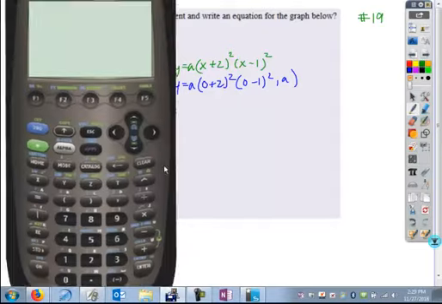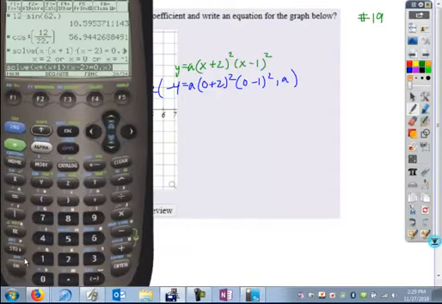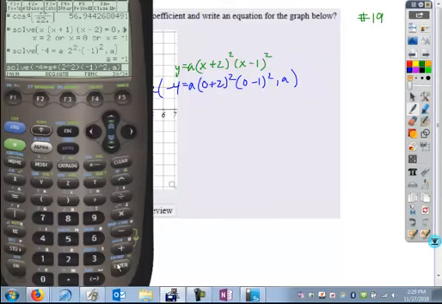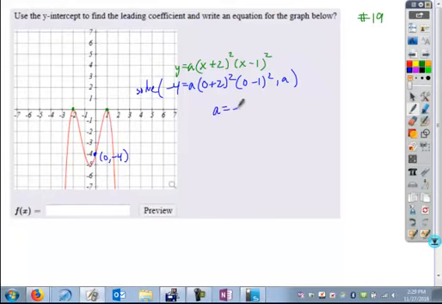And so if I take my calculations here, and I use my solve feature, and I type in solve, in this case, negative 4 equals, I'm going to go ahead and use a times, and I'm just going to type in what I have, 2 squared times negative 1 squared. And then I'm going to solve for a, and I get my answer of negative 1. So I got a to be negative 1.